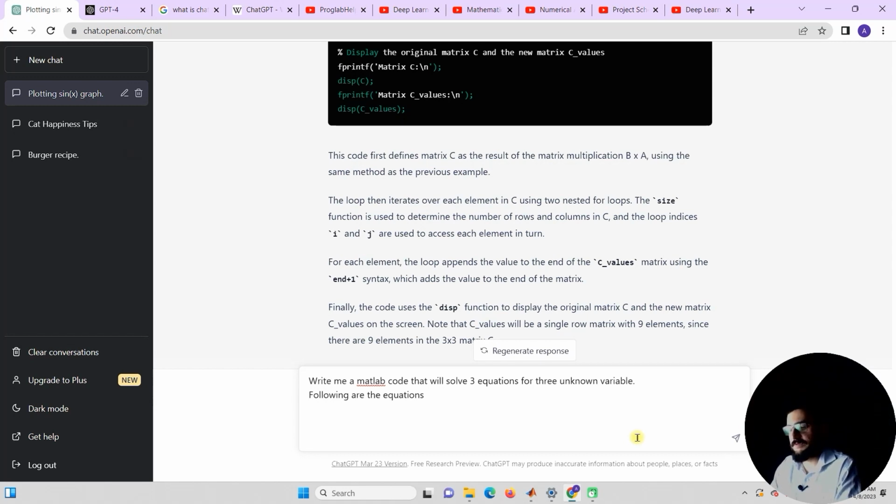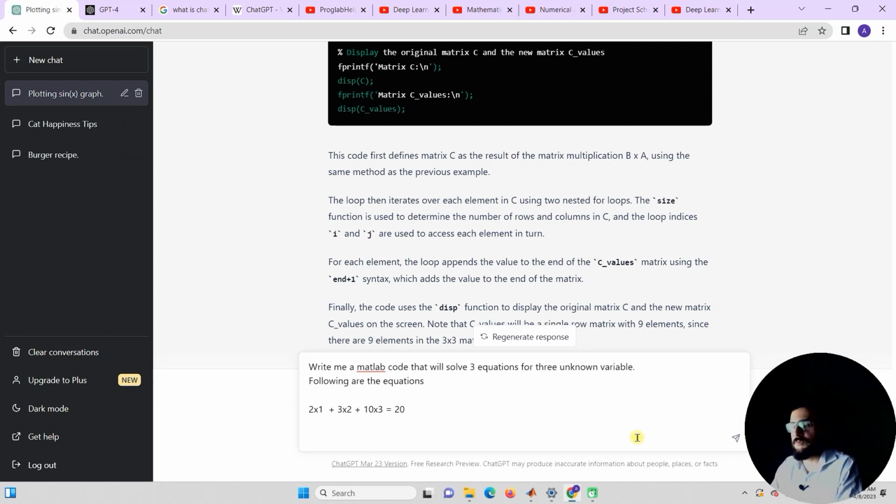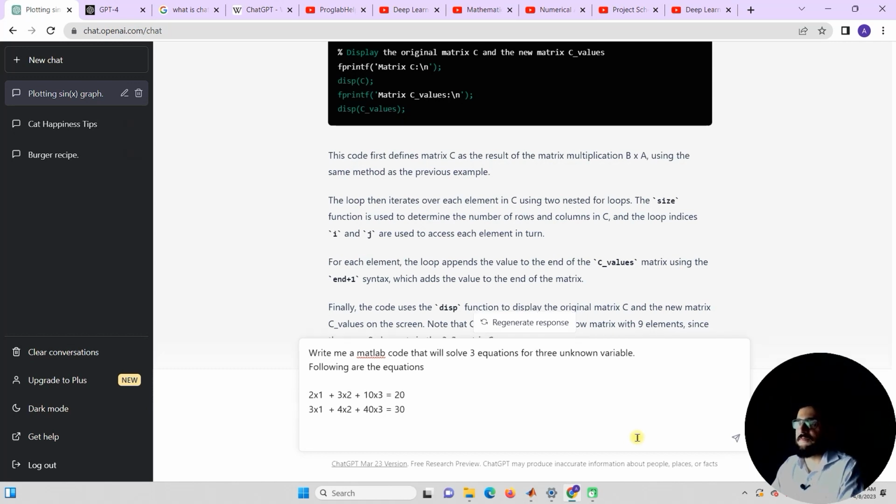The first equation is 2x1 plus 3x2 plus 10x3 is equal to 20. The second equation will be 3x1 plus 4x2 plus 40x3 is equal to 30. The final equation will be: we want 10 x1 and 3x2.